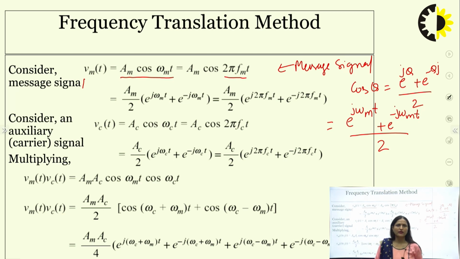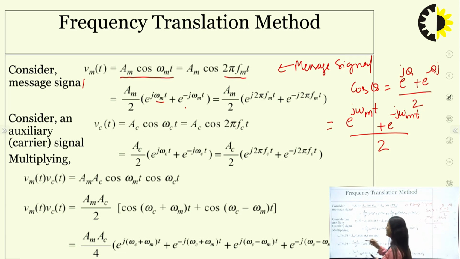So this is the conversion of your cos signal into exponential form. Am by 2 e to the power j omega mt plus e to the power minus j omega mt, right? In place of omega, I can write 2 pi f. So Am by 2 e to the power j 2 pi fmt plus e to the power minus j 2 pi fmt. So this is my signal which I have converted into the form of exponential.